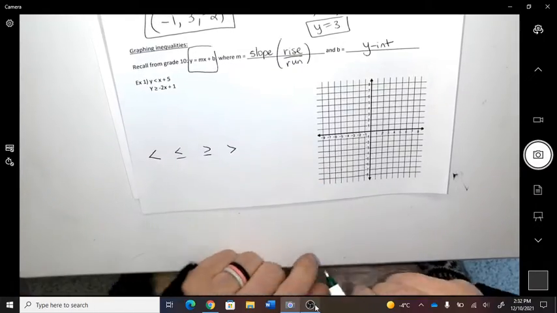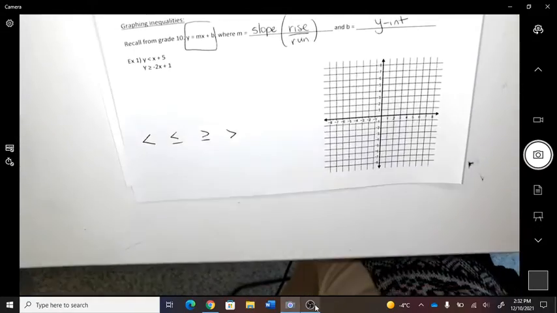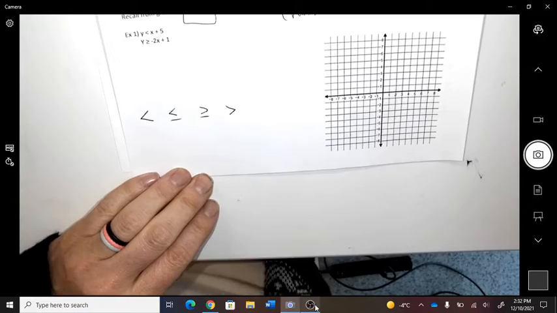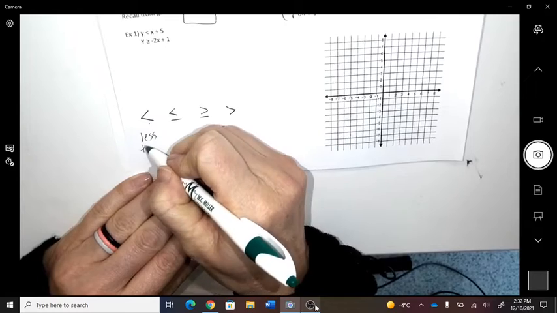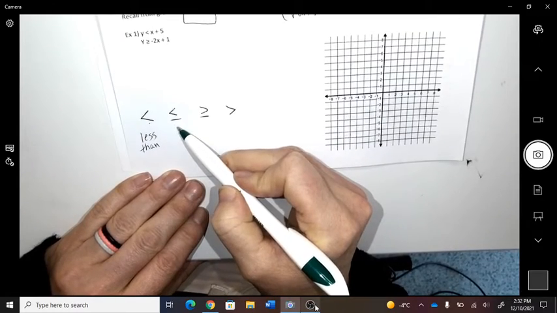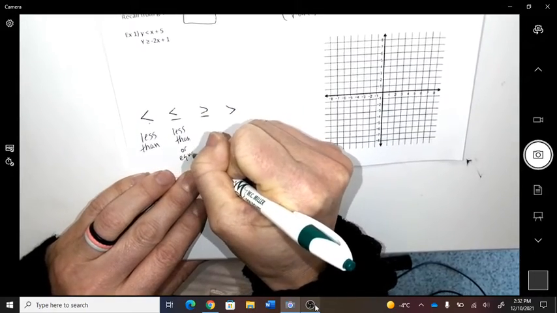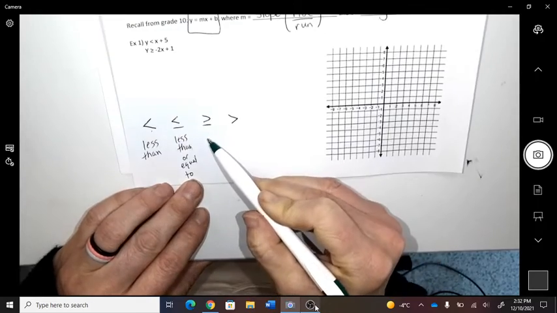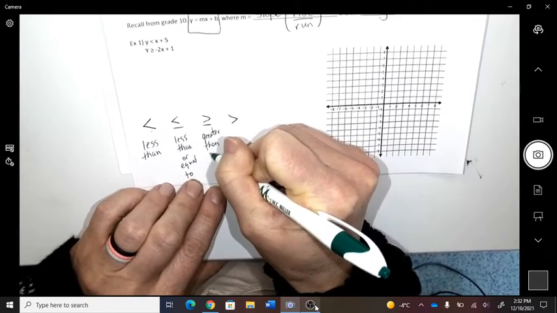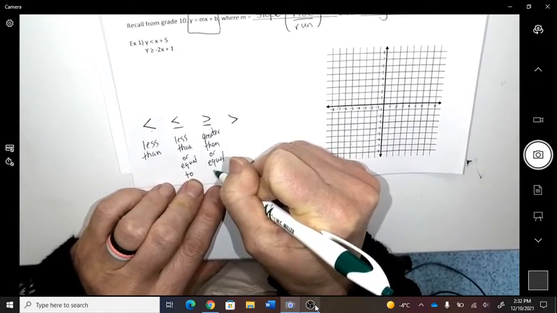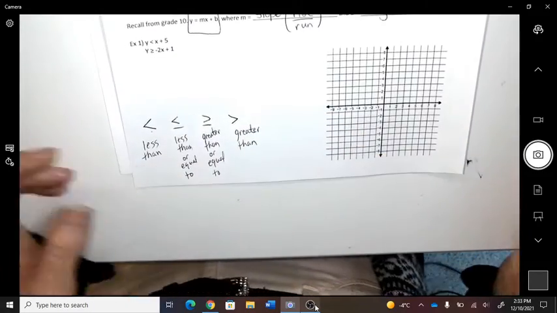You have 4 inequality symbols. These are all the inequality symbols you could possibly have. How do you say this one in words? Less than. How do you say this in words? Less than or equal to. This would be greater than or equal to. And then this one is greater than. Okay, so you need to know all those symbols.